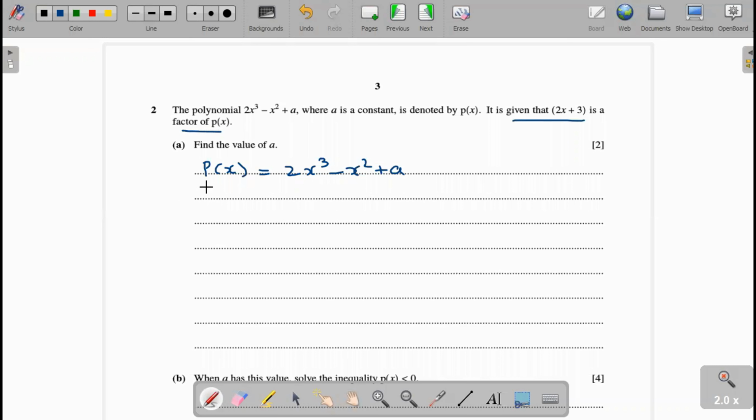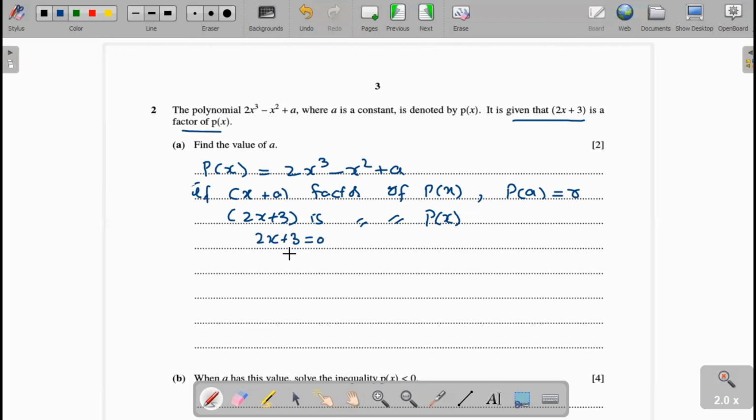We use the remainder theorem. In the remainder theorem, if x plus a is a factor of p(x), then p(-a) is equal to 0. Therefore, 2x plus 3 is a factor of p(x), so we can write 2x plus 3 equal to 0, which gives x equal to minus 3 over 2.